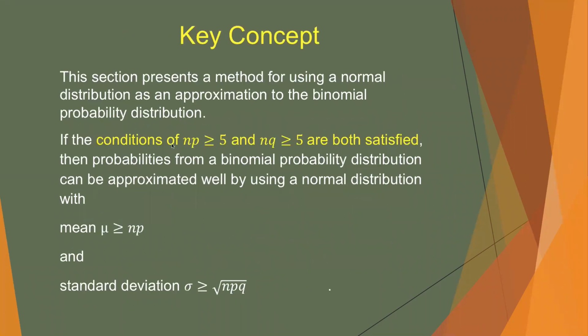Key concepts for using normal distribution with approximation to the binomial. We need to have a couple of requirements satisfied. Basically, the number of successes is greater than or equal to 5, and the number of failures is greater than or equal to 5, okay? The mean, mu, is equal to n times p, and the standard deviation, sigma, is equal to the square root of n times p times q.